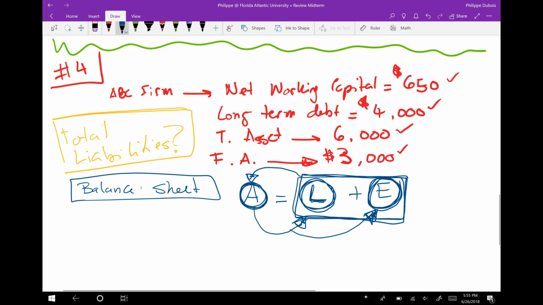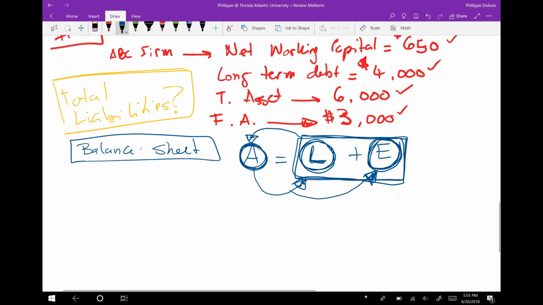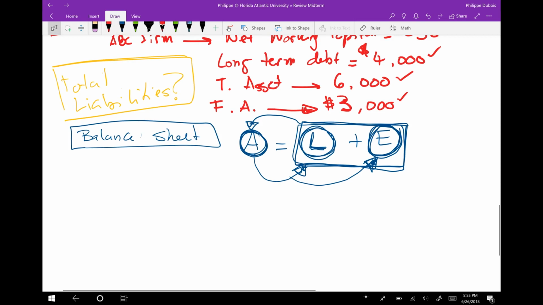All right. So based on the information given, how are we going to calculate your total liability? All right. So a couple of steps here. First of all, you need to find out what your current asset is. So current asset.